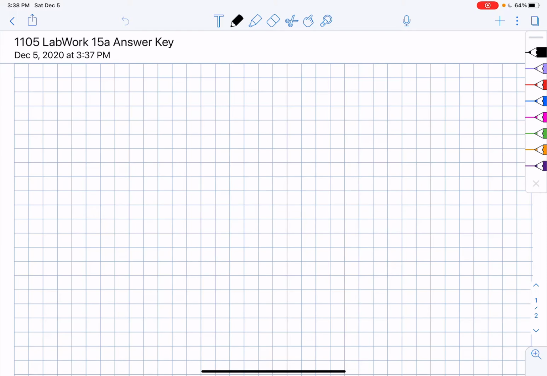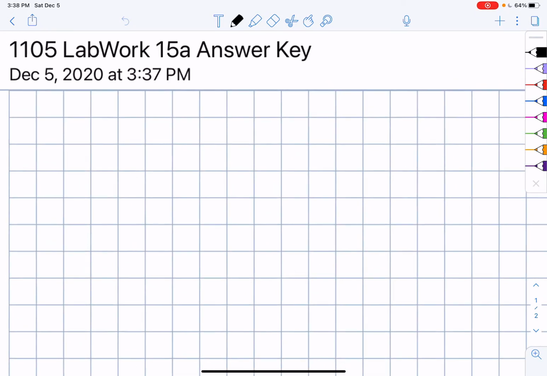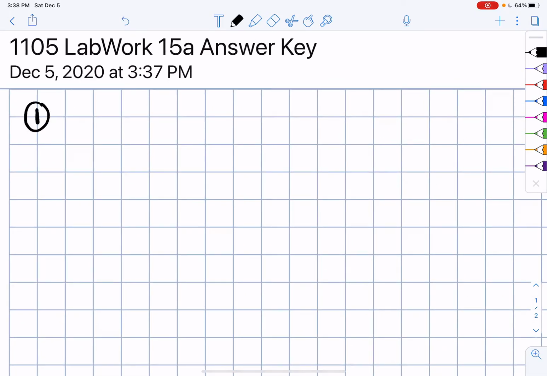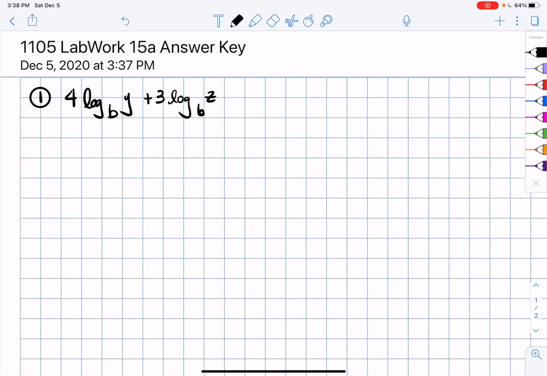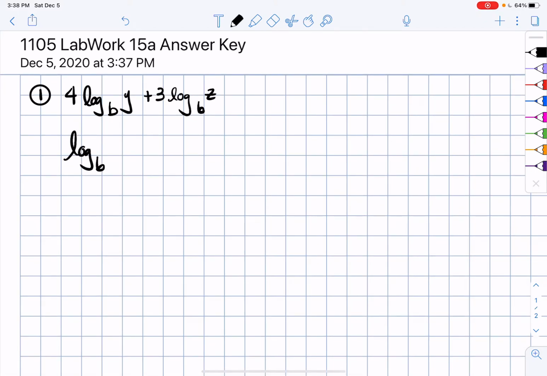So this is LabWork 15A, answer key. So first one we're gonna do is number 1, and it says 4 log base b of y plus 3 log base b of z. All right, with that being said, number one, we have the power rule. So what we would want to do is log base b of y raised to the 4th plus log base b of z to the 3rd.